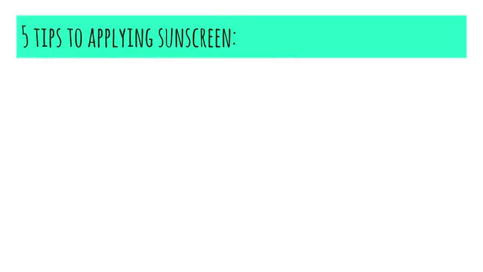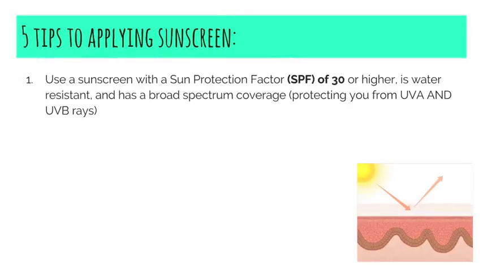5 tips to applying sunscreen. 1. Use a sunscreen with an SPF of 30 or higher, is water resistant, and has a broad spectrum coverage, protecting you from UVA and UVB rays.